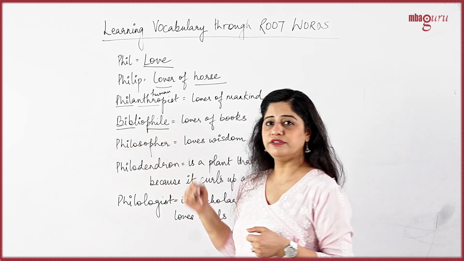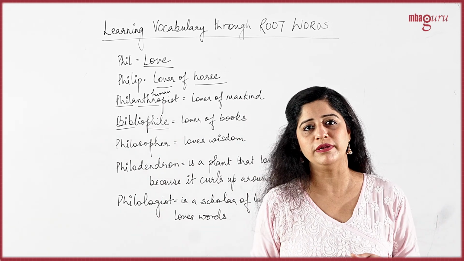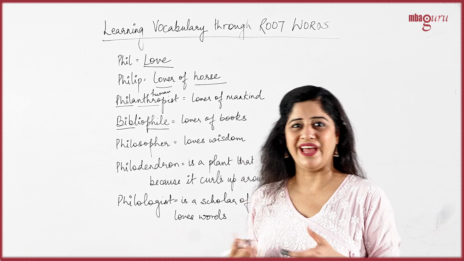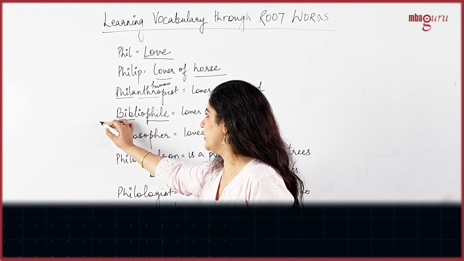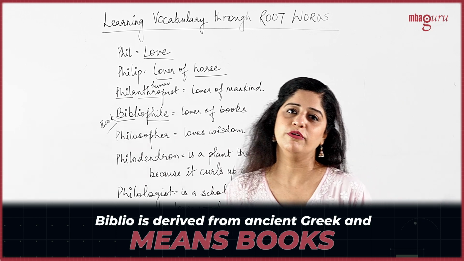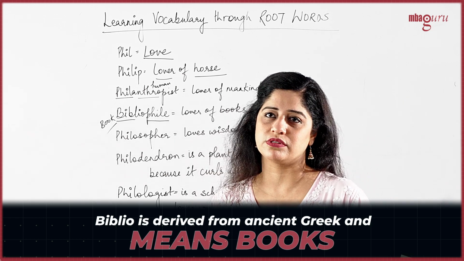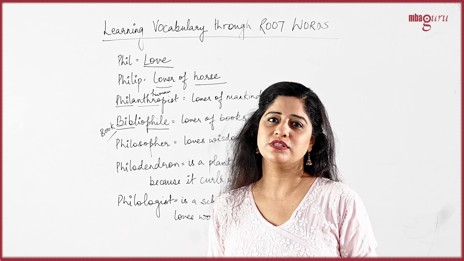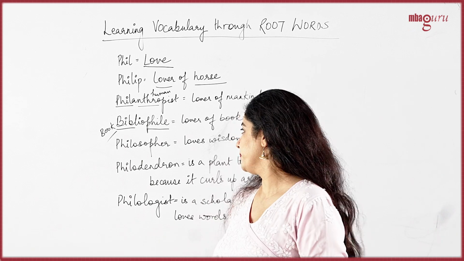Another word related to phil would be bibliophile. Now, who's a bibliophile? We have another root word here, where biblio is books. So a bibliophile is a person who loves books. A person who has a lot of books and reads books is called a bibliophile.